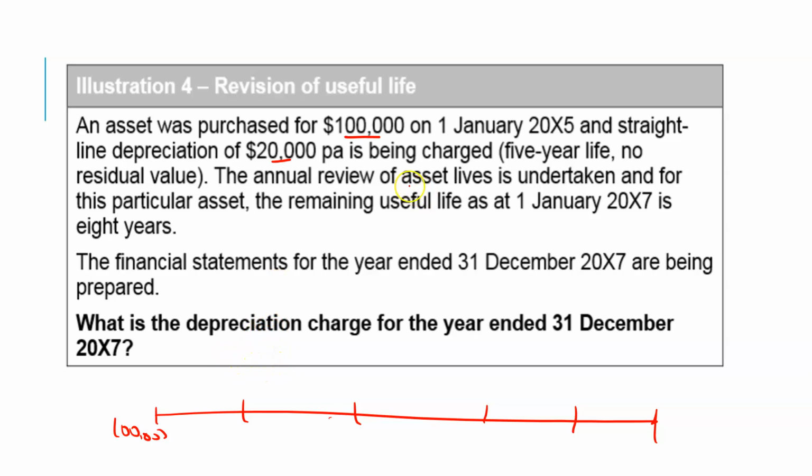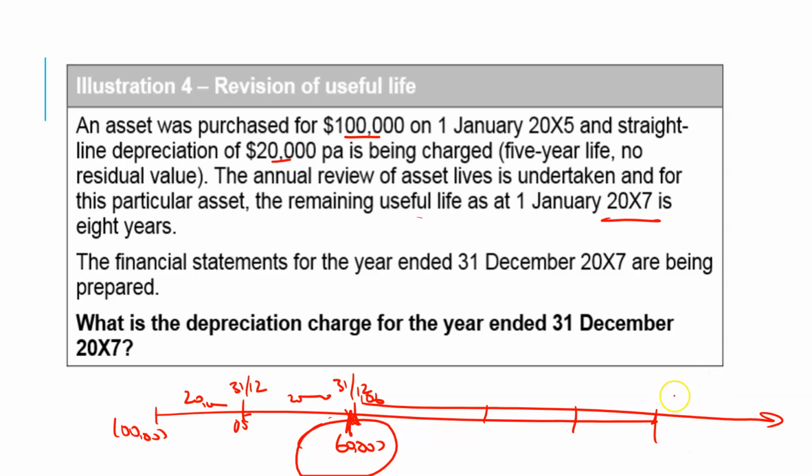So it says here the annual review of the asset is undertaken, and the remaining life as at the 1st of January 2007. So here we have 31st of December 05, 31st of December 06. Technically, this is the 1st of January 07. So after 2 years of a fall of 20,000, we have an asset that's valued at 60,000, right? That's kind of where you can see where I'm going with that. And it says you review it here, and you realize that actually the remaining useful life is now going to be 8 years. So we start from here, and we now look 8 years down the line. They're not giving us a residual amount.